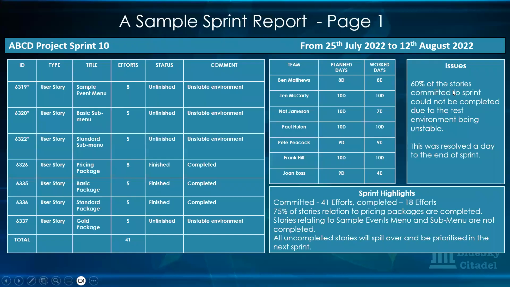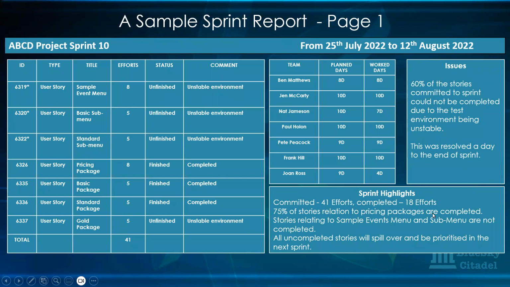So over here you can see 60% of the stories committed to the sprint could not be completed due to the test environment being unstable. This was resolved a day to the end of the sprint. That tells the stakeholder why they couldn't complete it. There was no way they could complete everything they needed to do. You've given them that information straight to the point.